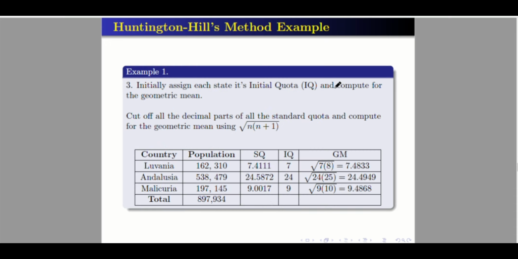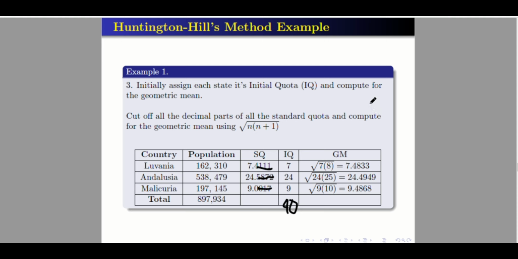And now let's go to number 3. The same as in Jefferson's and Hamilton's methods, we can just cut off the decimal places. So the initial quota or the lower quota is now 7, 24, and 9. Take note, the total of this, 7 plus 24 is 31, plus 9 is 40. Okay, the total is 40.